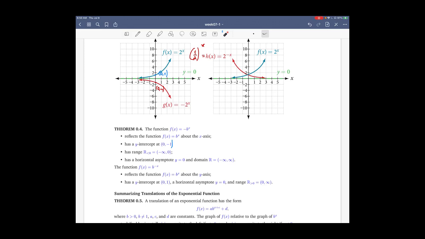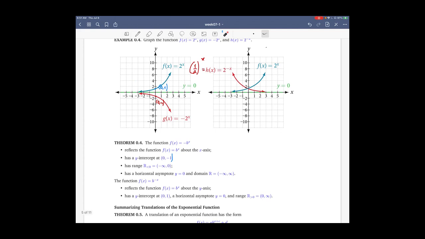It will now have the range or the image from 0 and downward, so from -infinity up to 0. The asymptote at 0 still stays, and the domain, of course, stays the same. All that you can see in the graph on the left: 2 to the power x versus -2 to the power x.